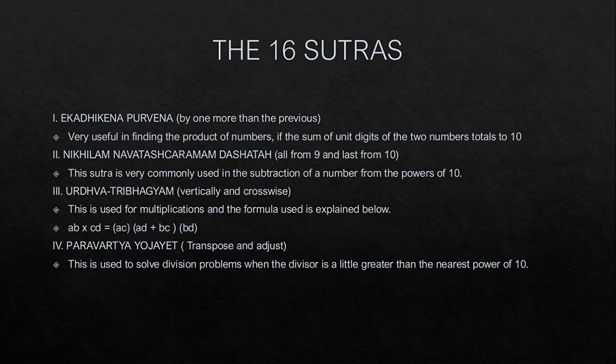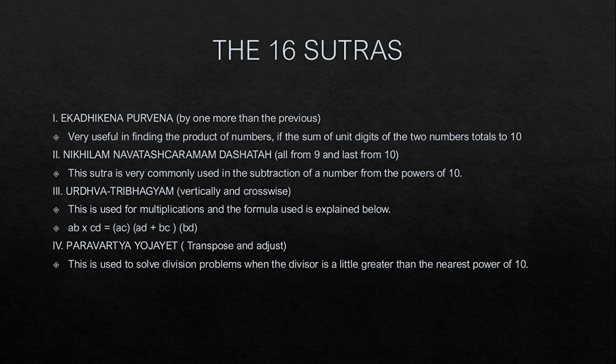Now we'll be talking about the 16 sutras. The first one is Ekadhikena Purvena, by one more than the previous. We use it to find the products of numbers if the sum of the unit digits of two numbers is equal to 12. Nikhilam Navatashcaramam Dashatah, all from 9 and the last from 10. It is used in subtraction of a number from the powers of 10.